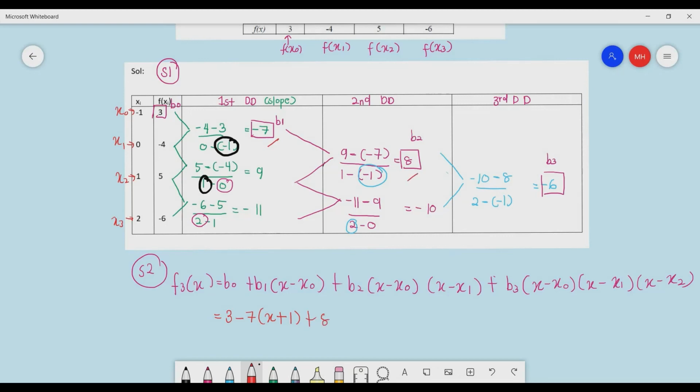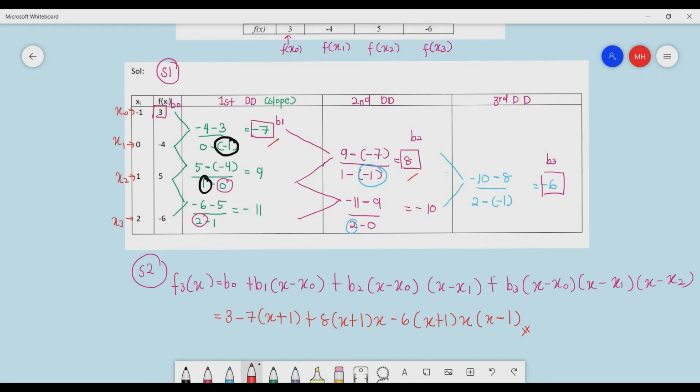So (x minus x0) multiply (x minus negative 1) will be positive 1, multiply (x minus x1) which is 0, so will be x, multiply x here. So what about b3? b3 is negative 6, so negative 6 multiply (x minus x0), x plus 1. So x minus x1, which is x minus 0, which is x, and then x minus x2, x minus 1. So this is the answer, the interpolated function using the Newton divided difference method.